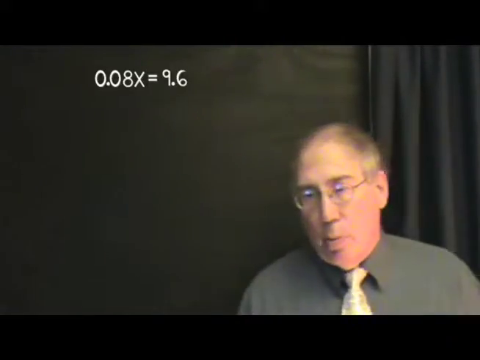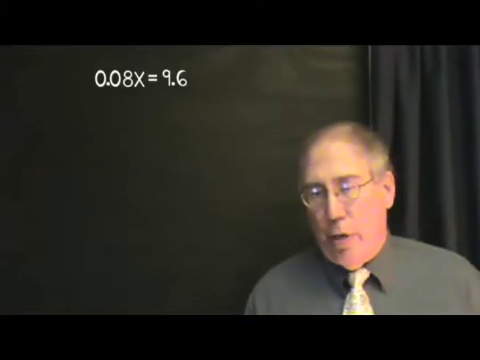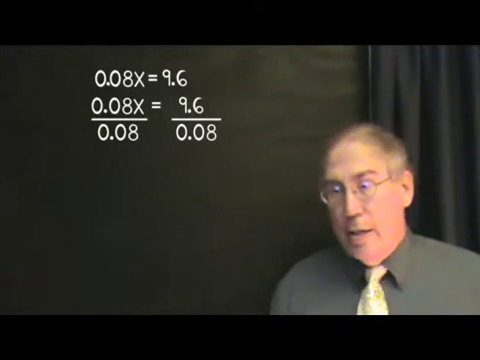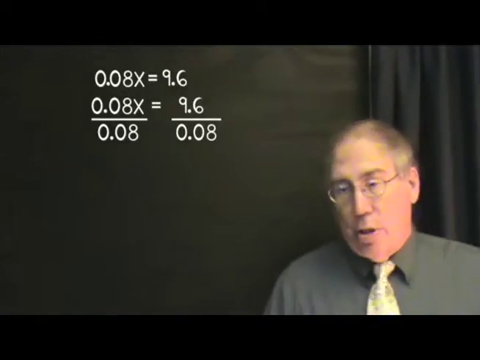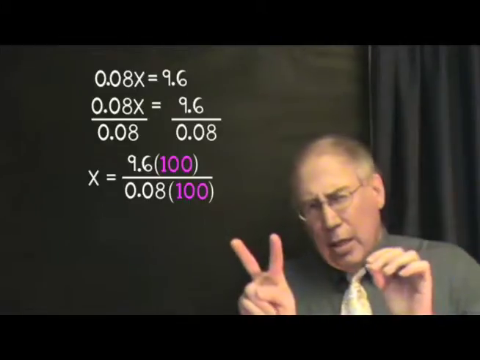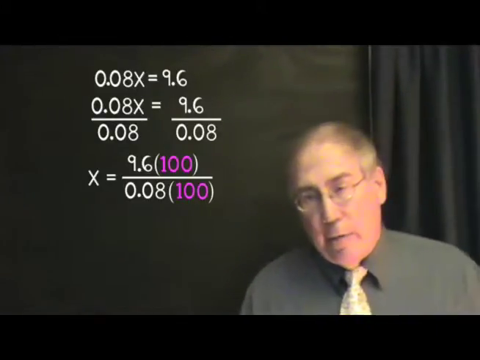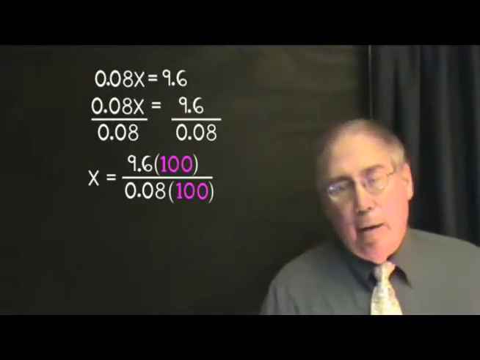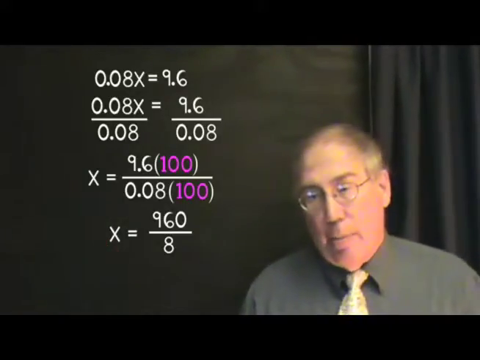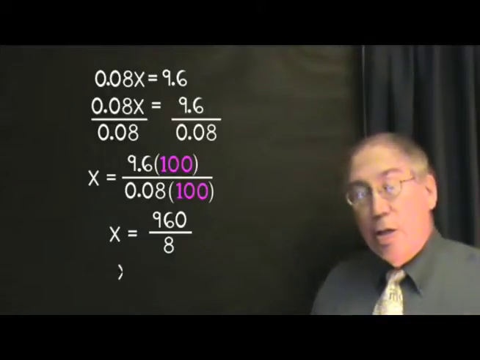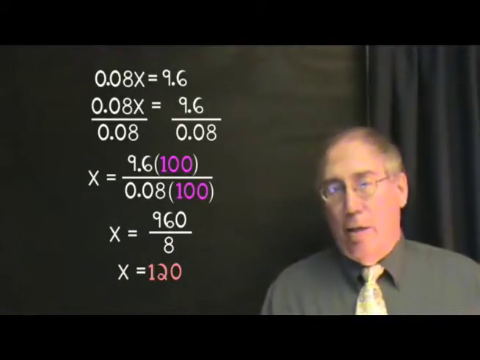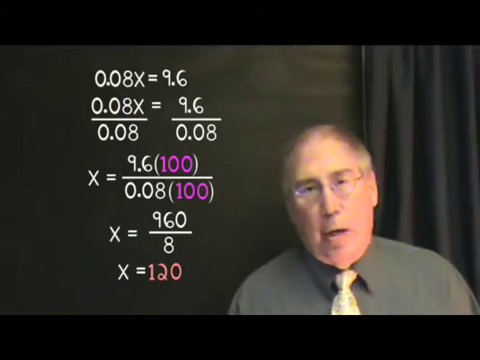Okay, here's another decimal problem. We'll use that same sort of trick on this one. Divide 0.08 into both sides, and the left-hand side will just get x. And on the right-hand side, notice that 9.6, there's two numbers to the right of the decimal point. So if we multiply by 100, it moves the decimal point over two places to the right on both the numerator and denominator. So we'll get 960 over 8, and then that cleanly divides out to 120.